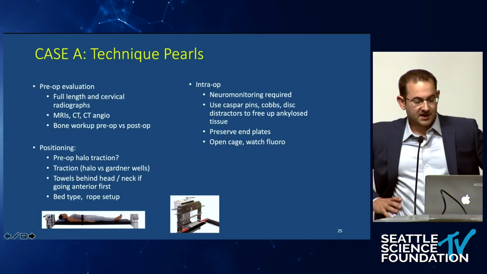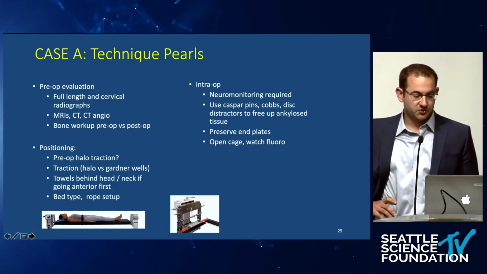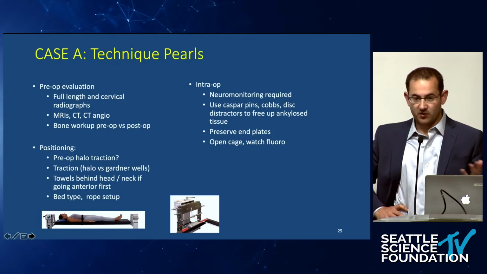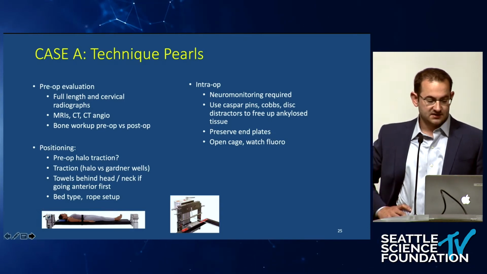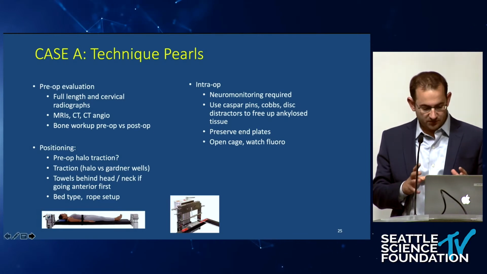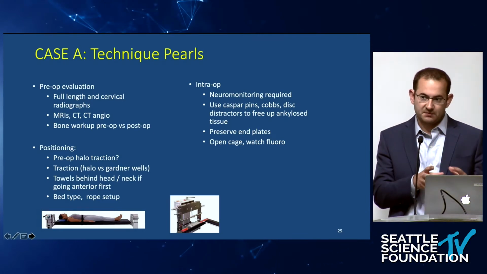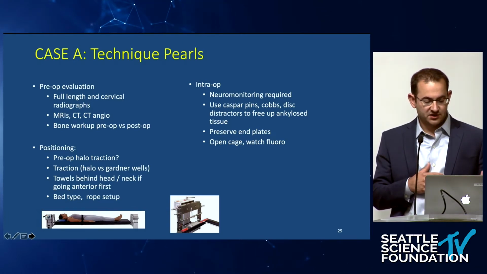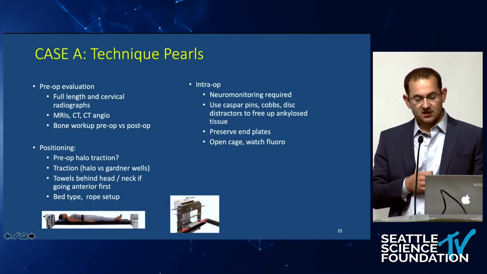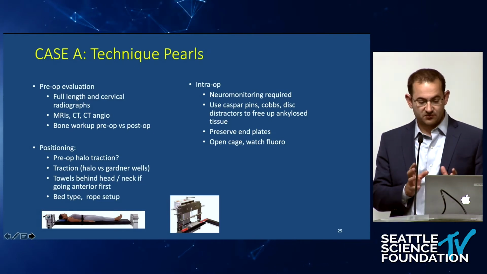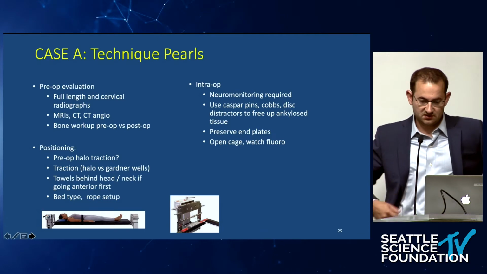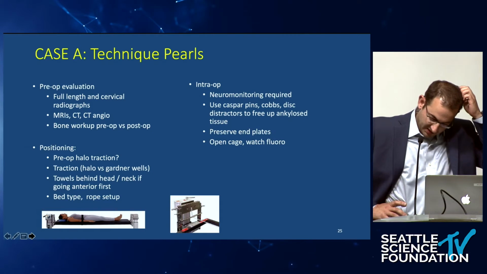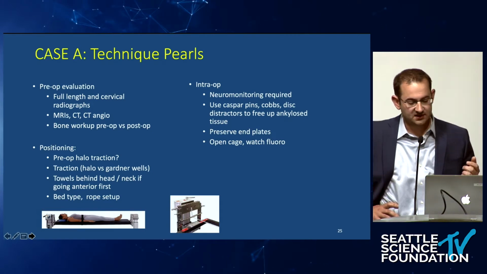As discussed previously, it's critical to get an appropriate workup with full-length radiographs if available, MRI, CT angio, and bone health workup. How I'm able to achieve a lot of this reduction is all about how I get the patient set up on the table, how I use traction, how I use some leverage, and then intraoperatively I do use Caspar pins, I use Cobbs, and I have this really nice disc distractor similar to what was demonstrated earlier.